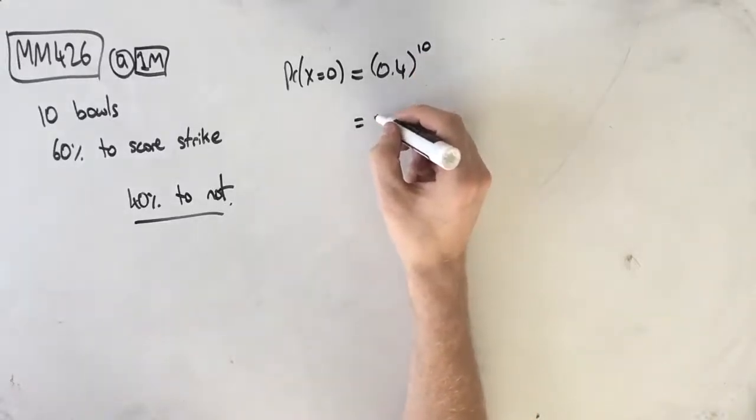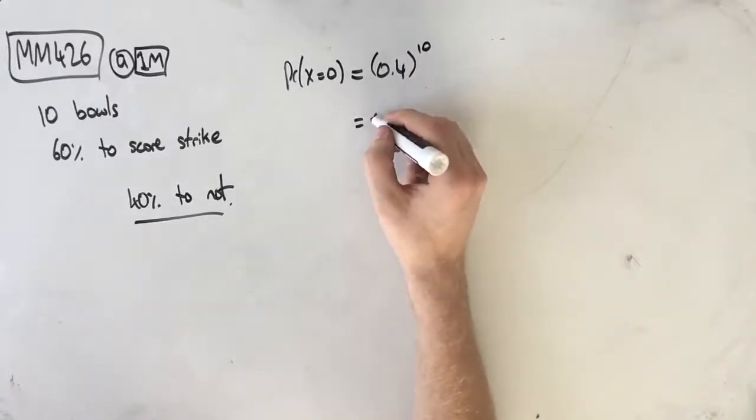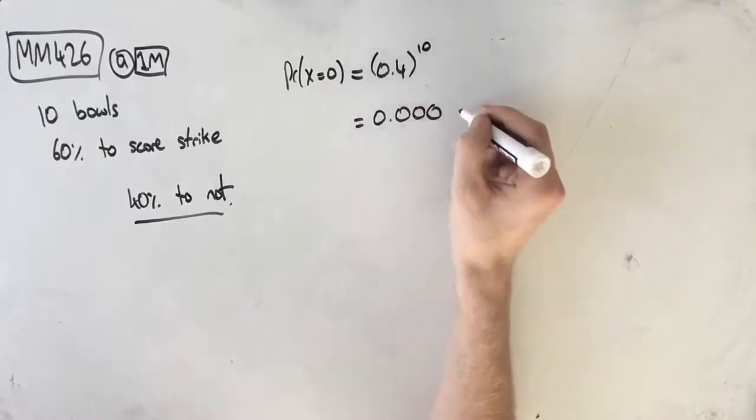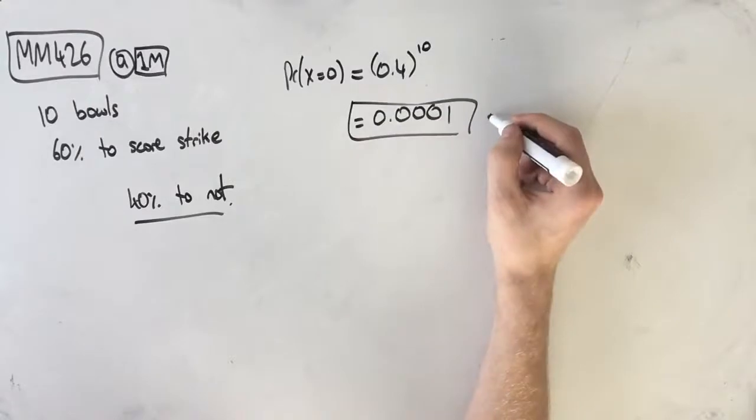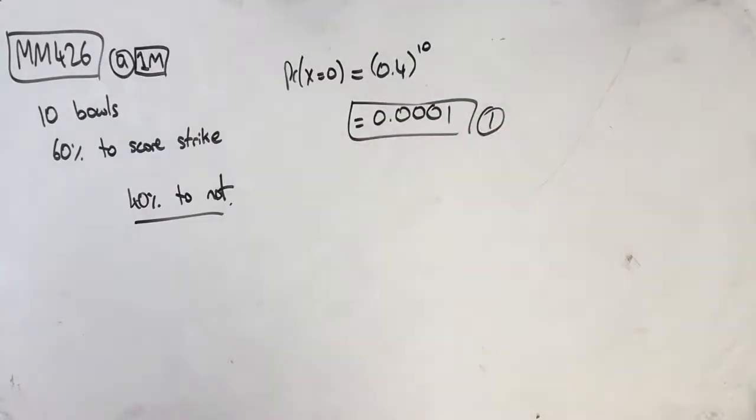And what this means is that his probability that he gets 0 is 0.0001. So he's got a very small chance not to get a strike. Now that's our first and only mark. So let's move on to part B.